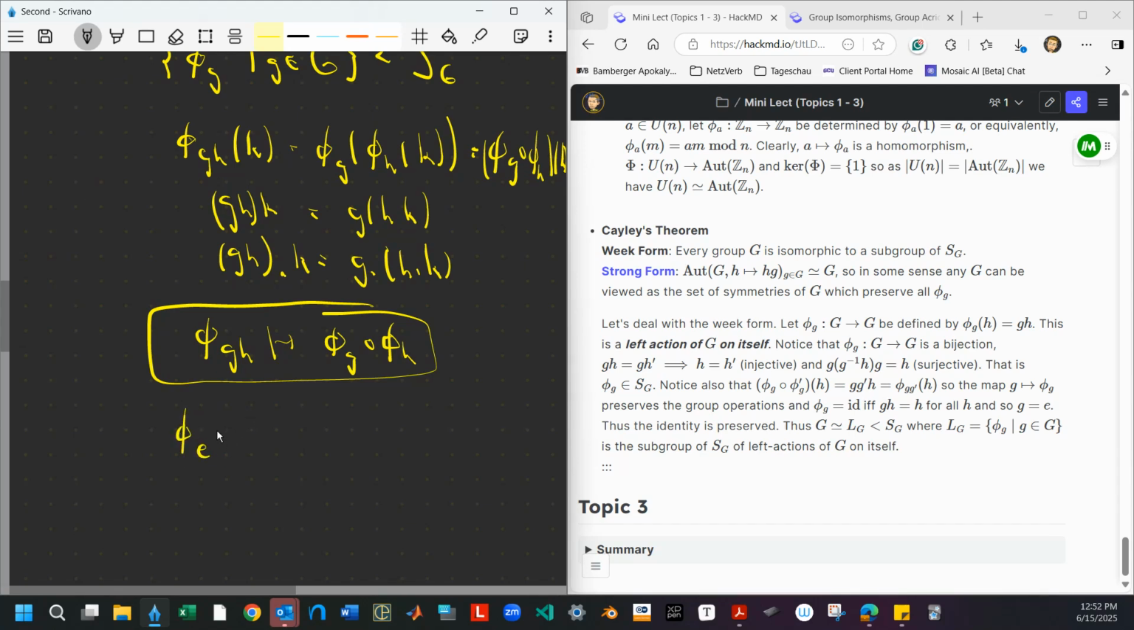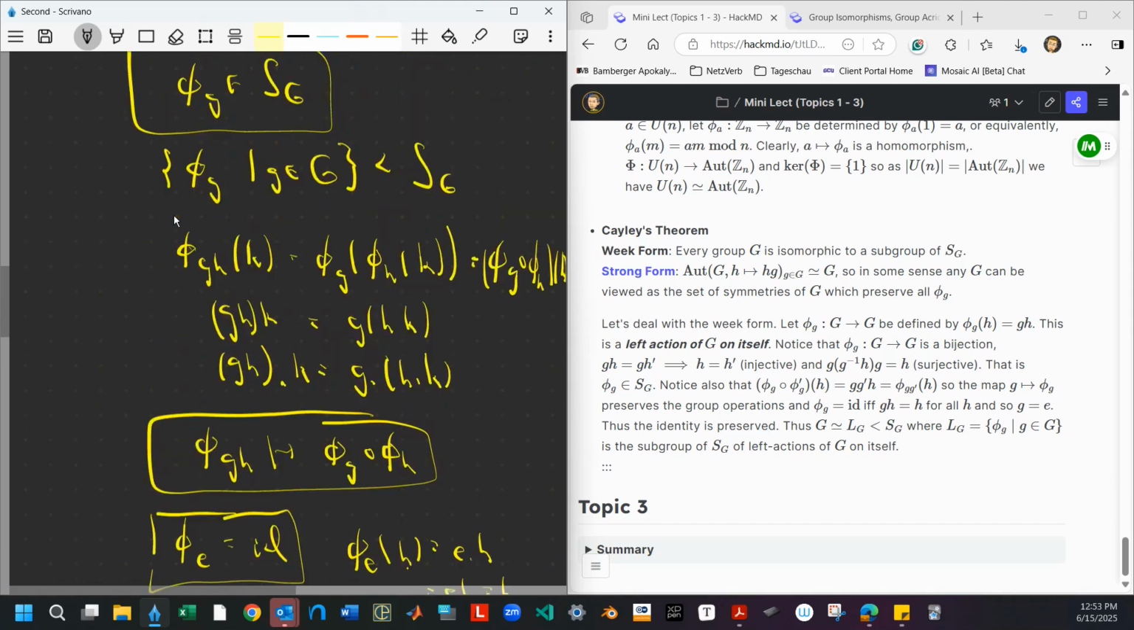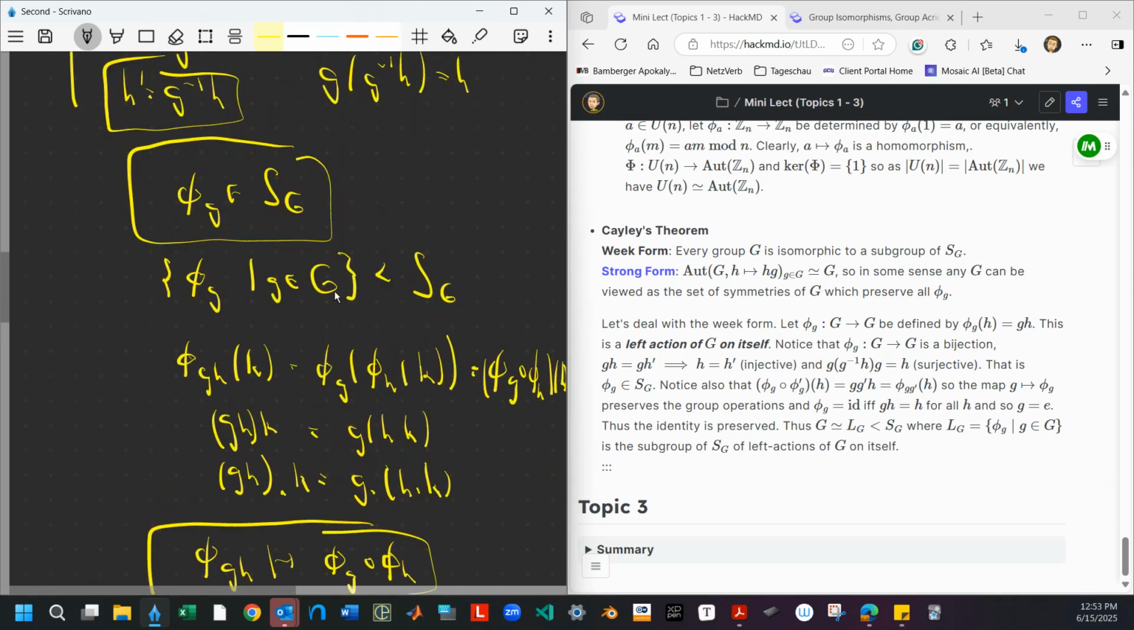I guess this I didn't prove in the inner automorphism part either. So phi of E, I want to say is the identity, right? So we want to say the identity is in there. And that's pretty clear because phi of E of H is equal to E dot H, and that's equal to EH, which is just H, okay? And so it sends H to H, so it's the identity. So we got that. And that's all I actually needed. So it's definitely a subgroup.